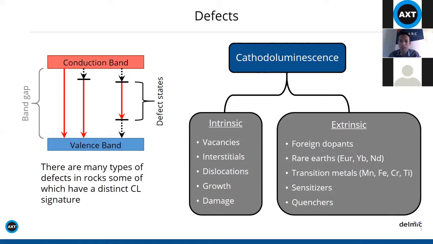But this can be quite a complex interplay between dopants. Some dopants are efficient cathodoluminescence emitters themselves. Some of them enhance cathodoluminescence emission from other dopants, and some of them quench the emission from other dopants. And so when you interpret your CL signal, you have to be careful not to misinterpret it, because all of these things can be present in your material.